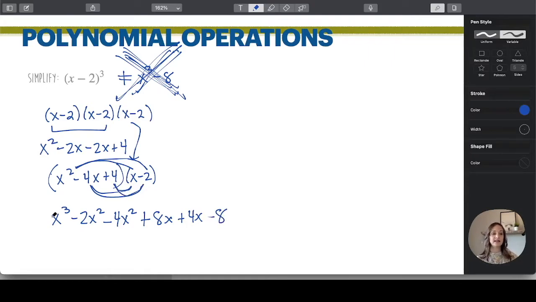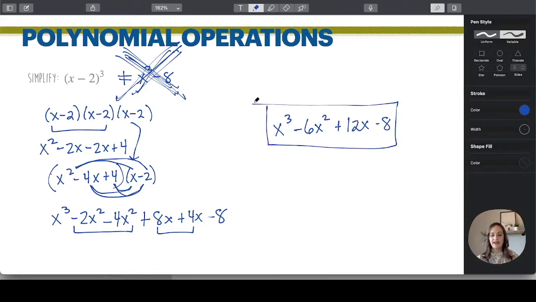Now you need to combine like terms. There's only one x cubed, so I'm just going to write it over here. I have two x squares. I have negative 2 here, and I have negative 4 here, so I have negative 6 total. And then I have 8x and 4x combined to give me 12x. Remember, you're only adding the coefficients. Do not say that x plus x is x squared. Please don't do that. Just add the coefficients. And the negative 8 is the only constant. And there would be your answer.